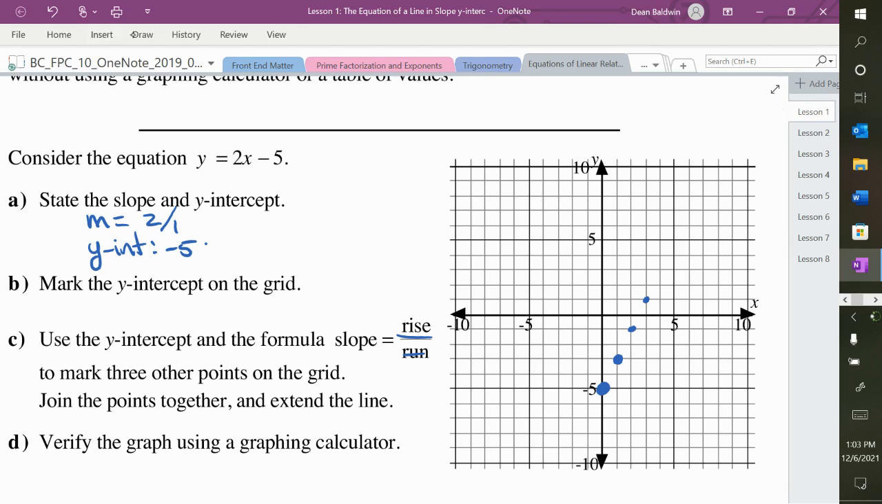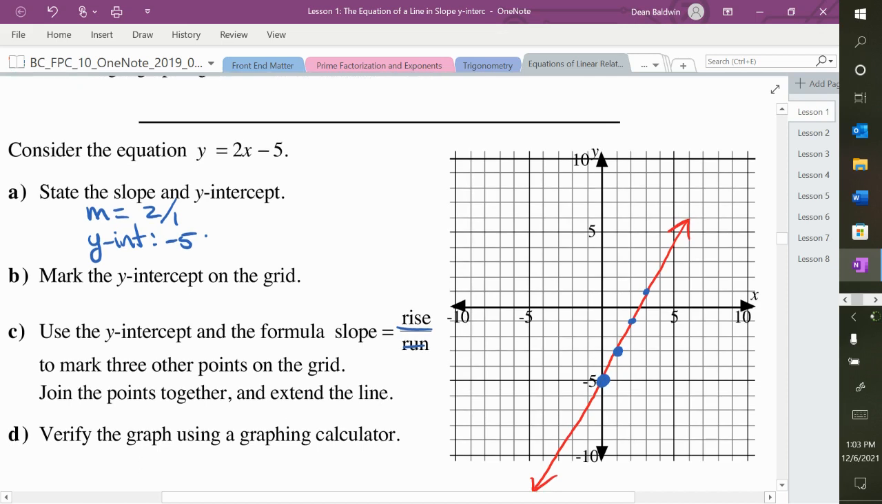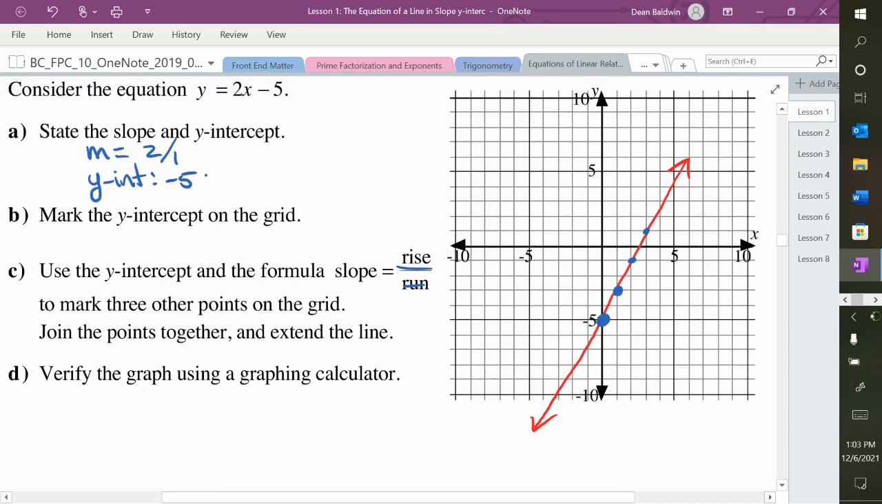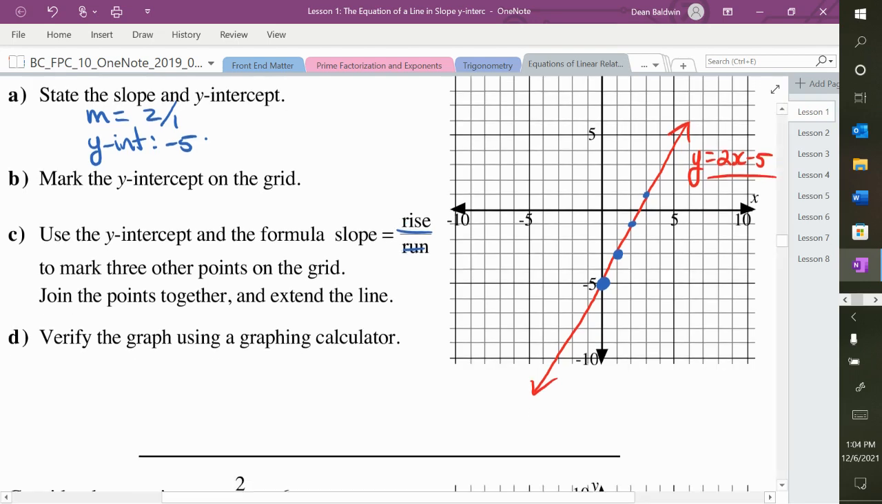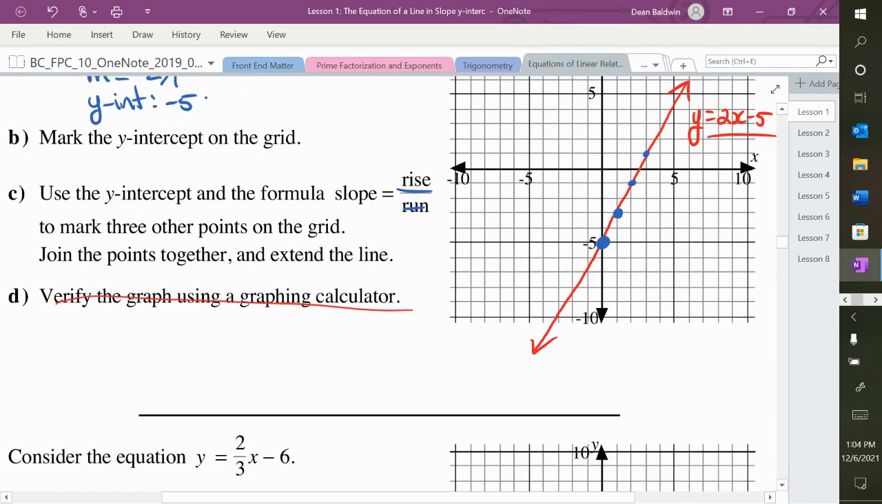But then you're just going to draw a line. Ideally, use a ruler. But there's your graph. And you'd put arrows on the end of it because it can go on forever in both directions. So that is the graph of 2x minus 5. That's what I did on this. Perfect. Good. Okay. We're not going to verify using a graphing calculator. We don't need to.